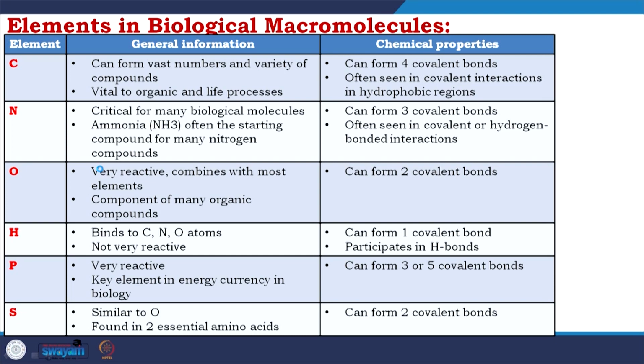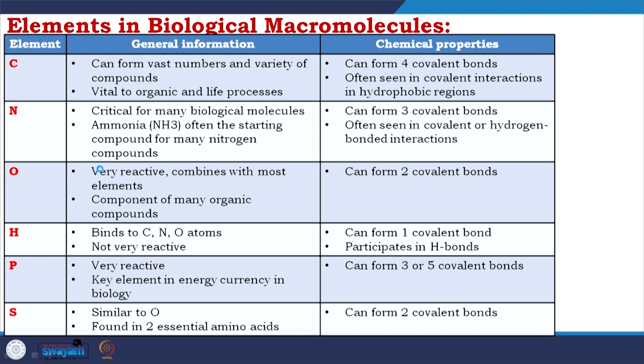It is vital to organic and life processes. It can form 4 covalent bonds, often seen in covalent interaction in hydrophobic regions. Nitrogen, critical for many biological molecules. Ammonia, often the starting compound for many nitrogen compounds, can form 3 covalent bonds, often seen in covalent or hydrogen bonded interaction. Oxygen, very reactive, combines with most elements, component of many organic compounds, can form 2 covalent bonds.